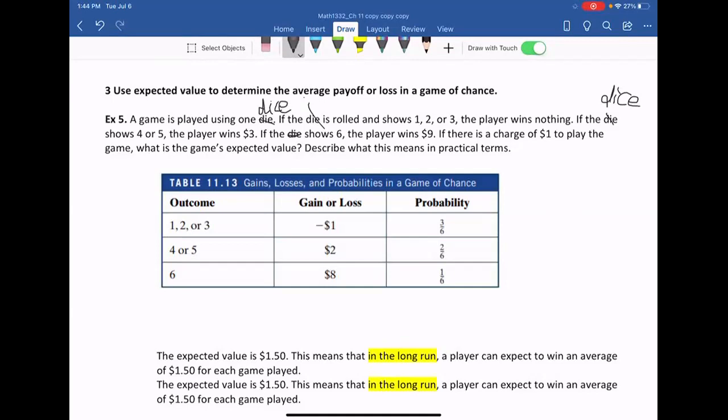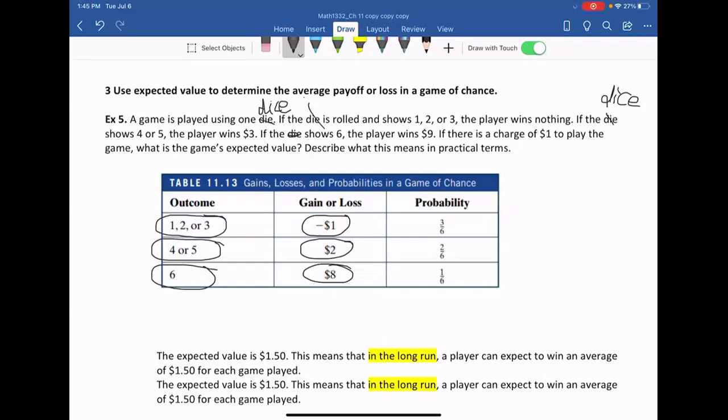What's the meaning of this? So here is the table. If the outcome is 1, 2, or 3, I lose $1 because I pay $1 to play the game. This is -1. If the result is 4 or 5, I can gain $3, but still need to subtract 1 because I paid the money for playing the game. So I can gain $2. If the outcome is 6, I can get $9 minus $1, which is 8.